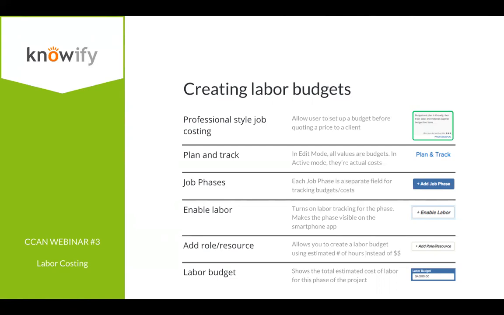Now this is where it starts to get different from our material costing. You'll see that there's a button called Enable Labor, and I'm going to again be showing you this in our actual interface. But the Enable Labor button is to tell Knowify we will be tracking labor to this phase of the job. It also makes this phase visible on the smartphone app when tracking time. And the reason this is relevant is because a lot of our companies that we work with, they want to have the granular detail of phase level material costing, but they just want to see general labor costs of the job.